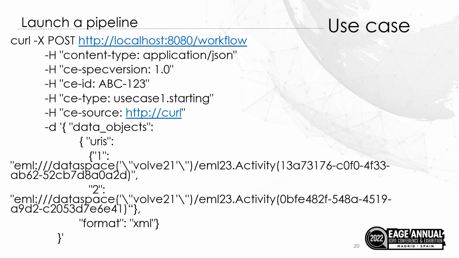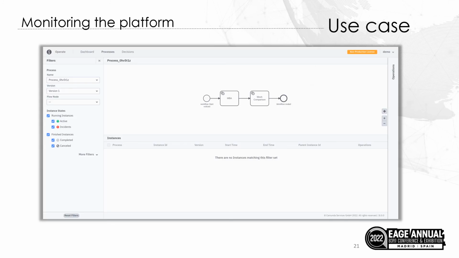Here is the POST request to launch the pipeline. The header of the request contains the cloud event specifics with the CE prefix. The data of the request contains the list of ETP URIs. This application, called Operate, allows us the monitoring of the platform.